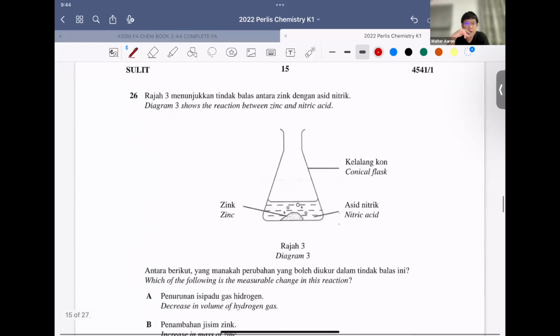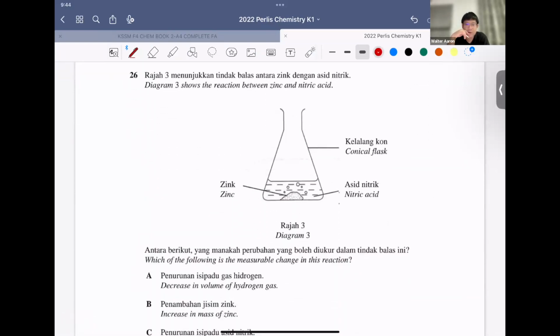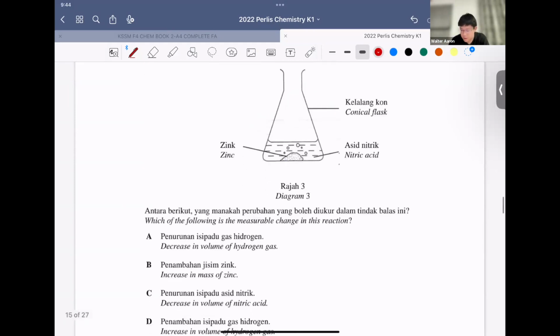So diagram 3 shows the reaction between zinc and nitric acid. So zinc plus nitric acid will technically give you hydrogen gas being produced, and then you will get zinc nitrate as your main substance. So which of the following is a measurable change in this reaction?